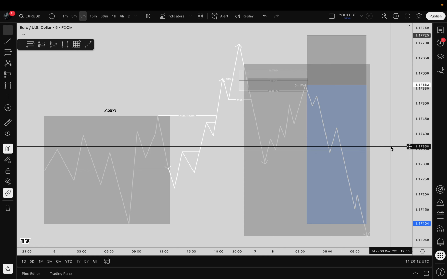Guys, in the next episode I will be going through this strategy in better detail in a live market. So that will be good for you guys to plug into.